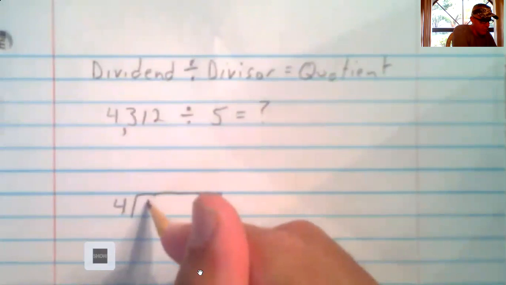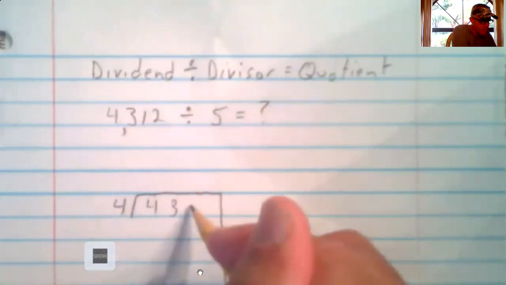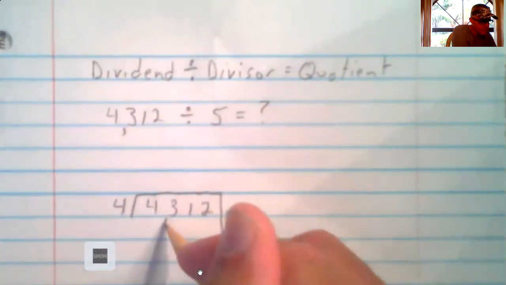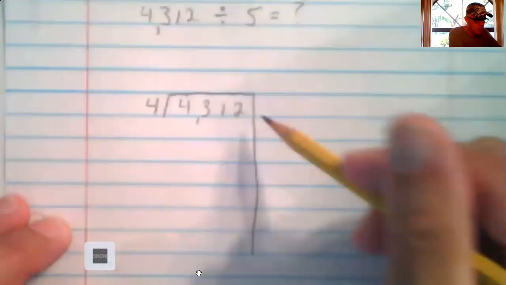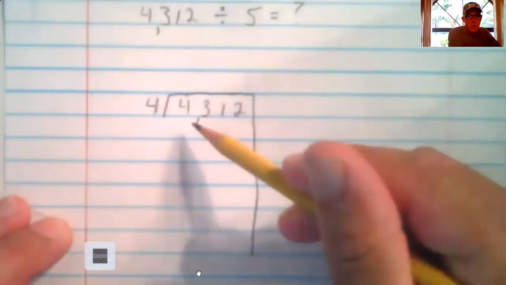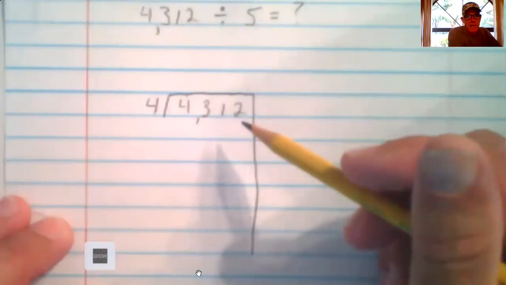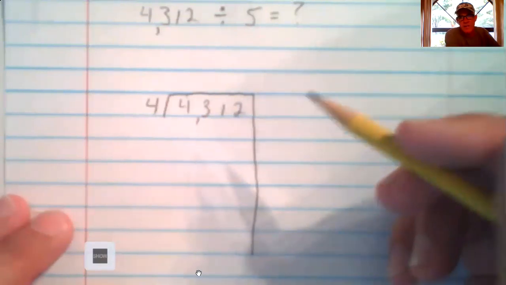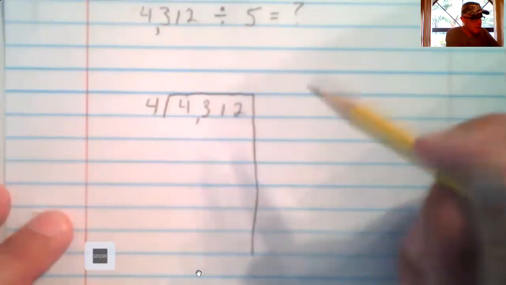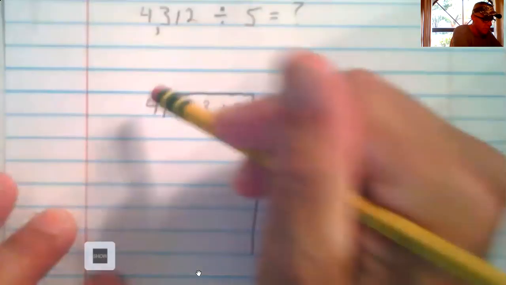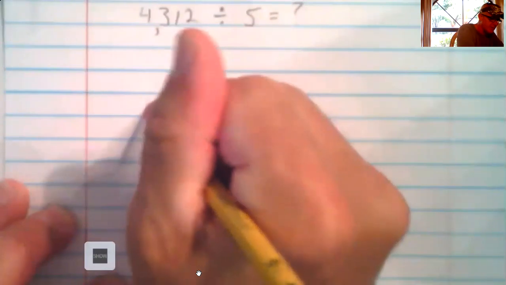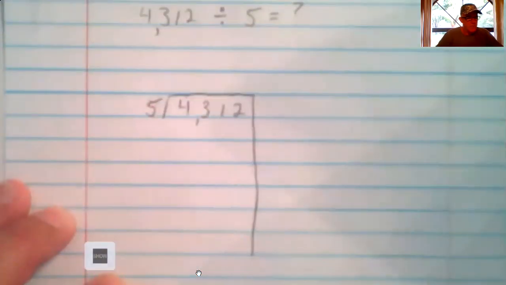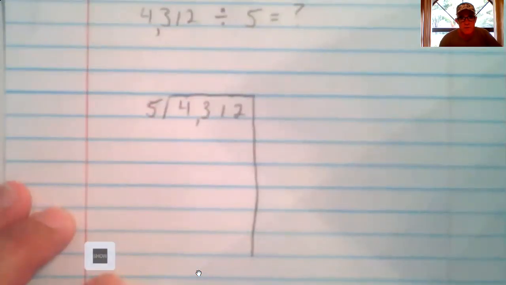4,312. See how my numbers are spaced apart like that? That allows me to really show my work. And the reason why I have this wall right here is so we line up our place value and we don't have any issues putting our place value anywhere else. Oh, geez. I wrote down the wrong divisor, didn't I? I'm so happy she picked 5 too. Glad we caught that. So 4,312 divided by 5.